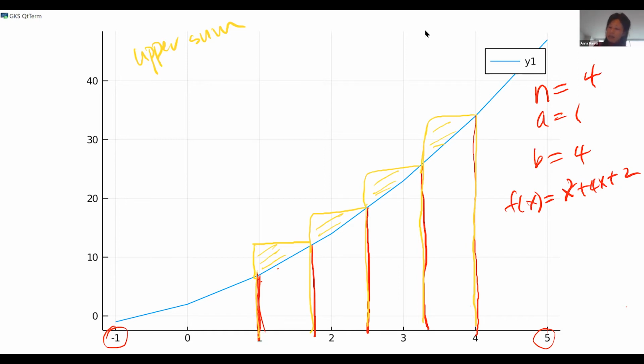Now I'm going to use green to do the lower sum. Lower sum means I'm using green. So I'm using that as my height.